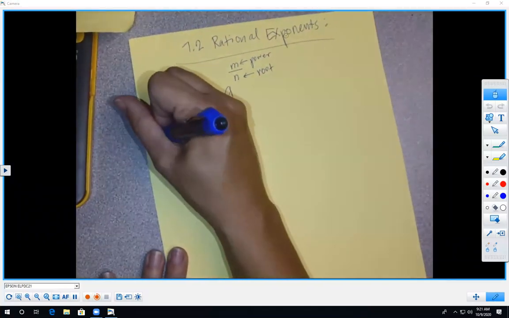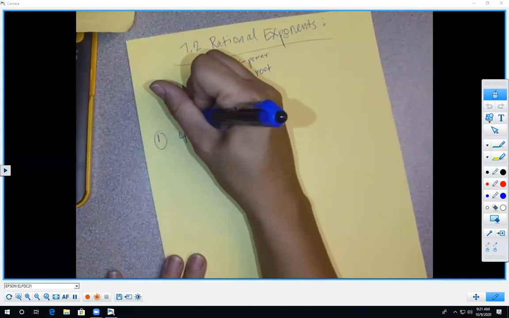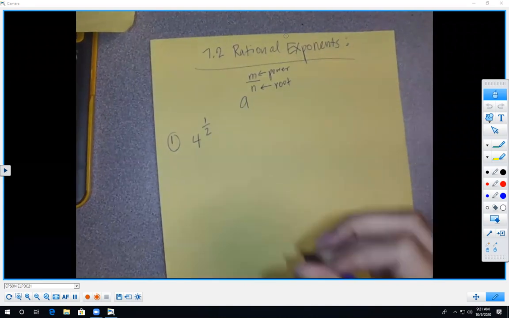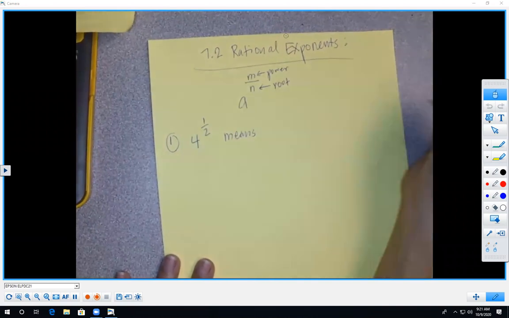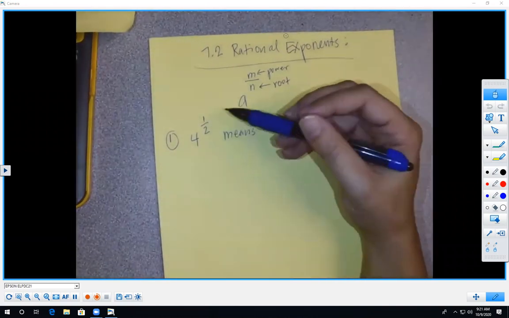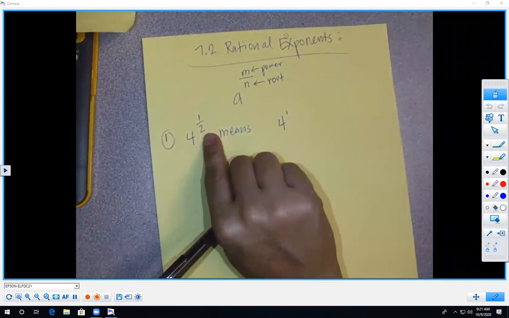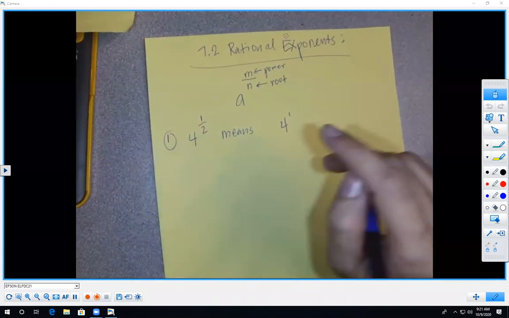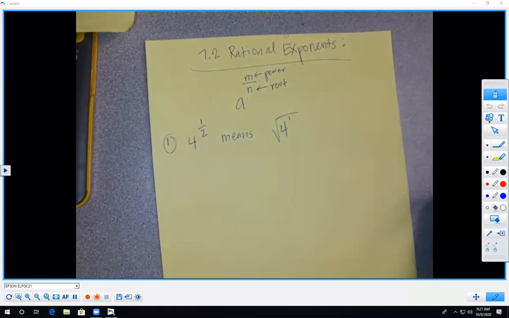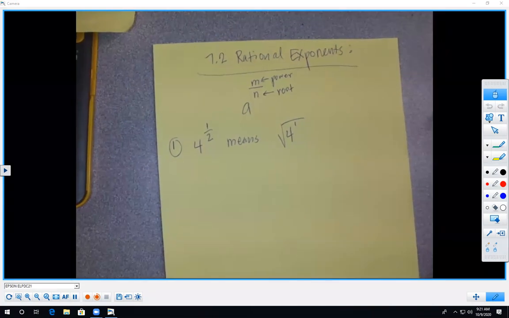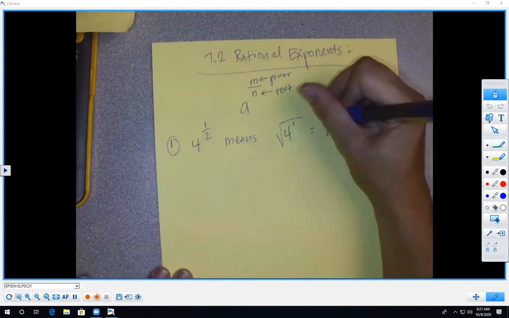Okay, so let's do a few of these problems. If I had 4 to the 1/2 power, let's write what that means. The 1 on top says I'm raising 4 to the 1st power, okay? The 2 on bottom means I am taking the square root of that problem. So it's the square root of 4 to the 1st power. Well, what is 4 to the 1st power, first of all? Just 4, right? And so what's the square root of 4? 2. So this equals 2.